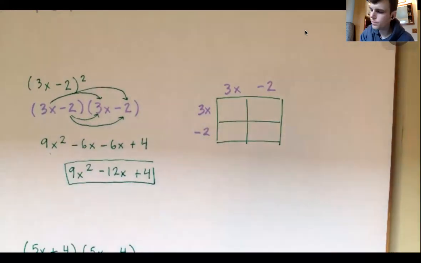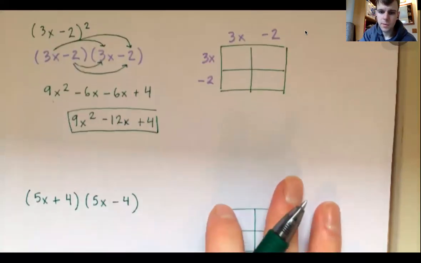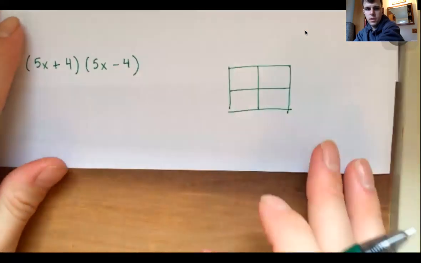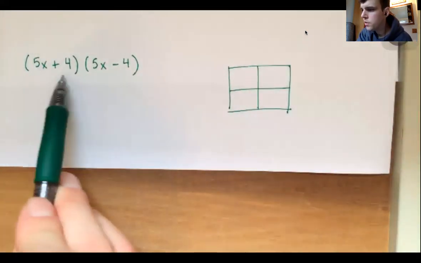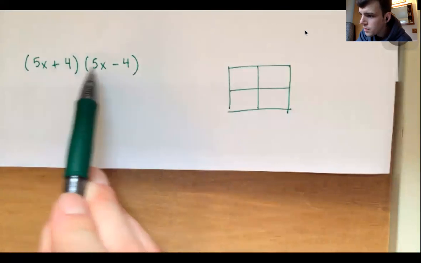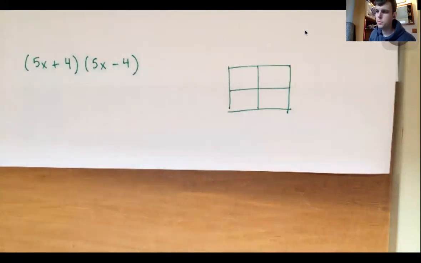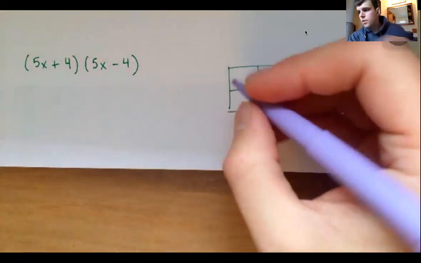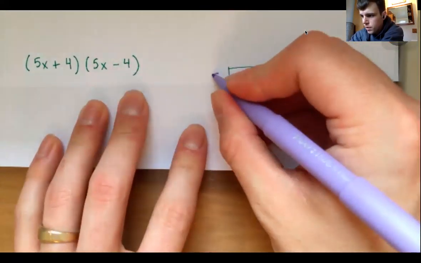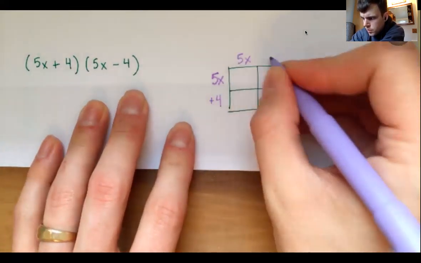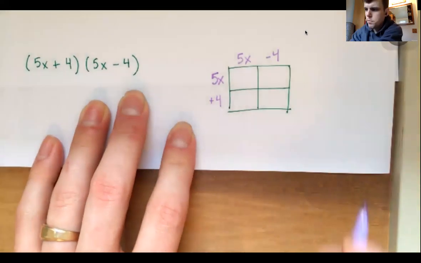All right, and the last example I have here is what are called conjugates. So we're multiplying two things that are called conjugates. These two binomials, you'll notice they only differ by the plus and minus. And that's going to cause something interesting to happen when I multiply them. All right, I'll do this one using the area model. 5x plus 4, 5x minus 4. So I go ahead and multiply those all out.